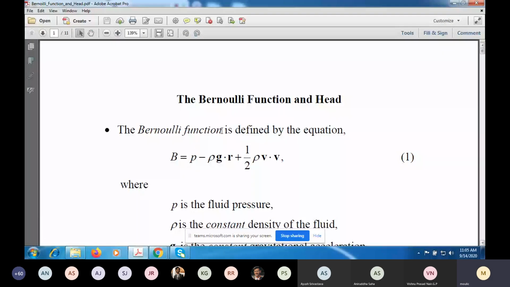So is the screen visible? Yes, sir. Okay. All right.